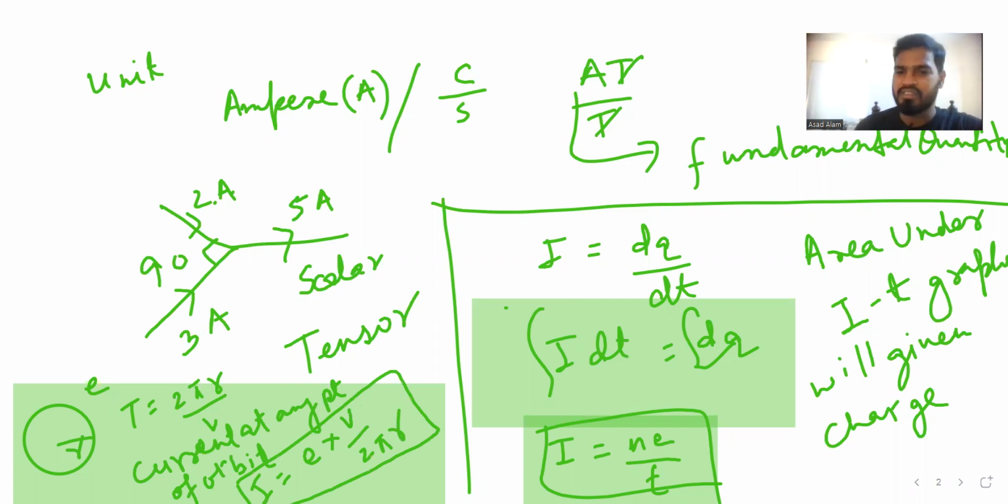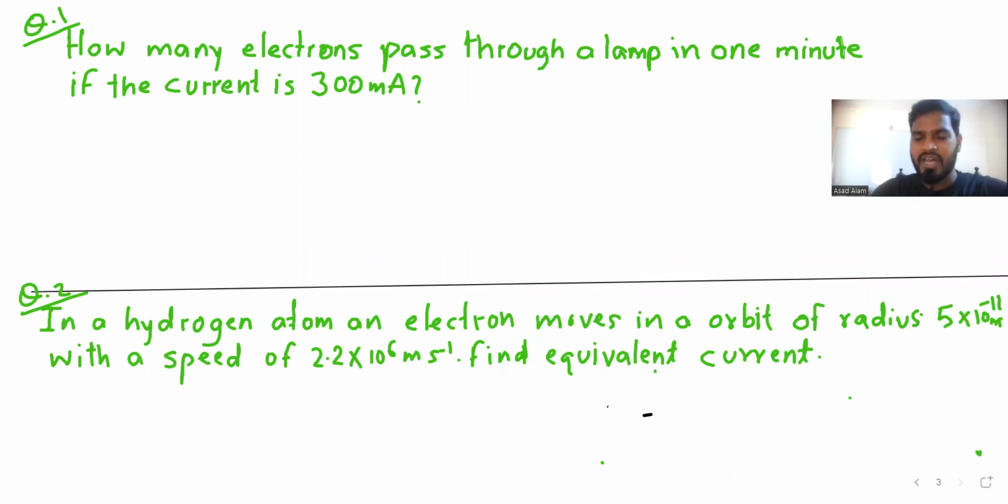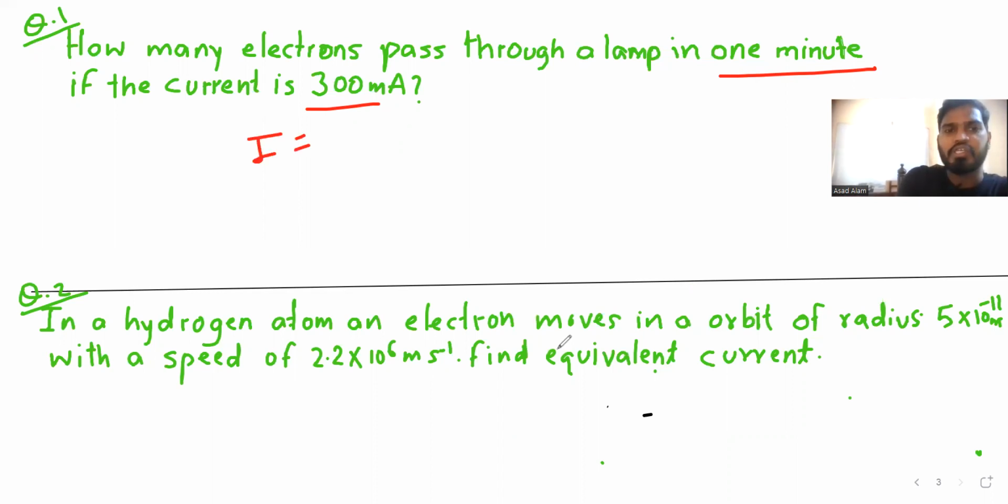We have one numerical on this, which we are also going to solve. Let's see now 2 questions. How many electrons pass through a lamp in 1 minute if the current is 300 milliampere? So you'll have to convert both: the time into seconds, and the current into ampere. We know I is equal to Q by T, and Q is equal to Ne. I is 300 milliampere.